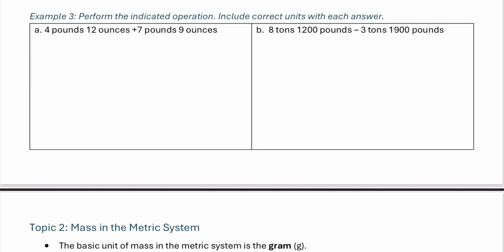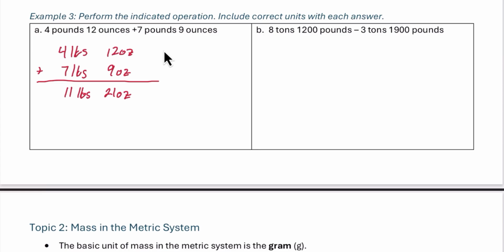In these examples, we want to add the units, starting with 4 pounds, 12 ounces. We want to add that to 7 pounds, 9 ounces. On the right, 12 plus 9 is 21 ounces. And then for the pounds, we have 4 plus 7. That's 11 pounds. 11 pounds, 21 ounces.